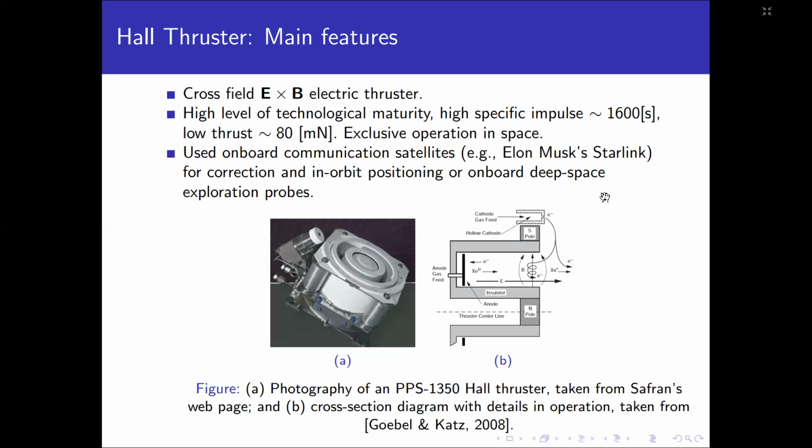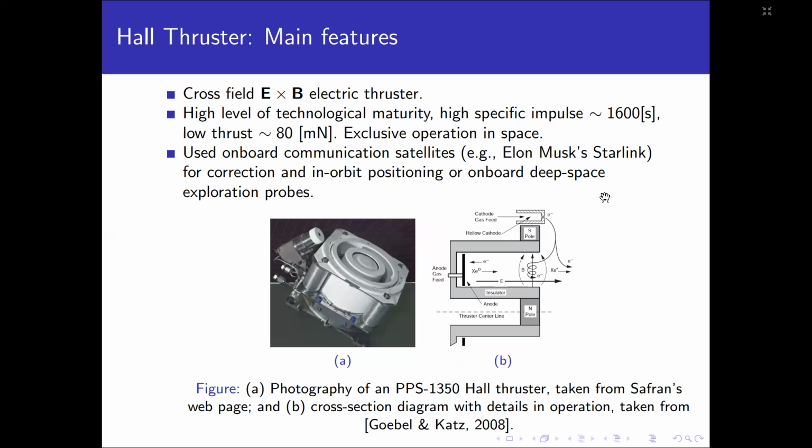That's why this is only used in space, because we have vacuum in space and we don't need very large quantities of thrust. For example, it's used on board communication satellites, like Starlink, for correction or in-orbit positioning, but it can also be used on board deep space exploration probes, because these types of thrusters can operate for months and months and even years and years.